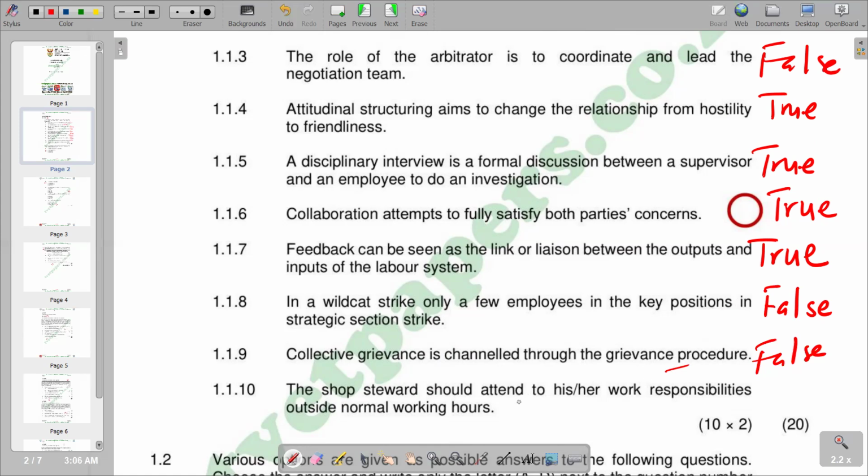So statement 10, the shop steward should attend to his or her work responsibilities outside normal working hours. Remember, a shop steward is a representative, obviously, of all members of the union at that workplace. And obviously, the shop steward is working for the trade union. So, obviously, there are working hours. So the statement that we have is false.